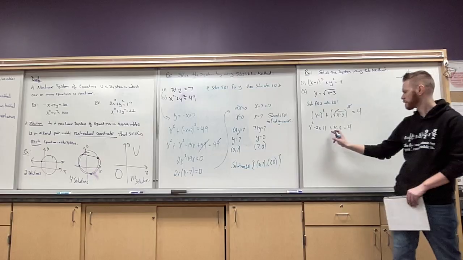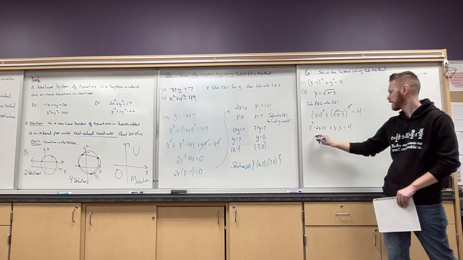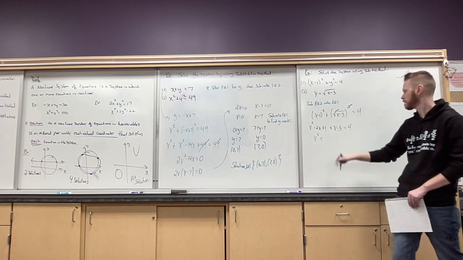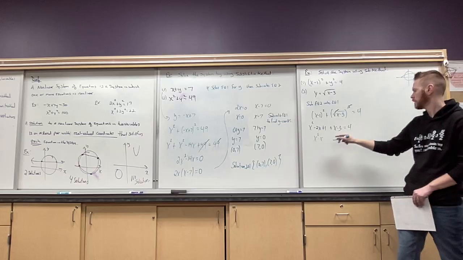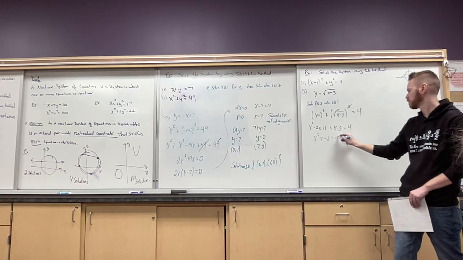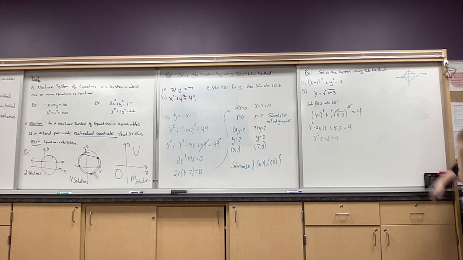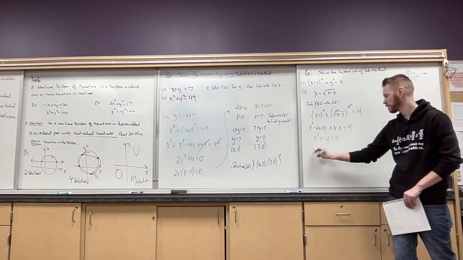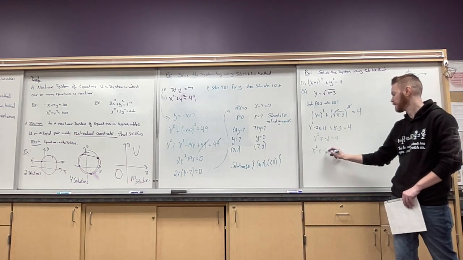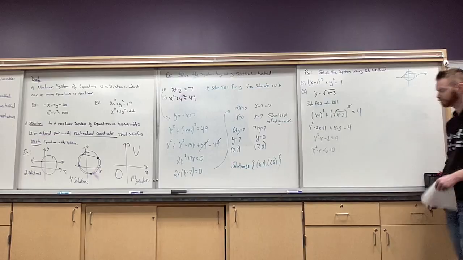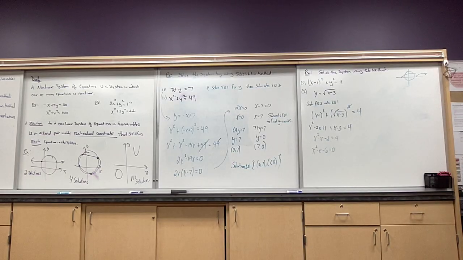Let's combine some terms first. So negative 2x and x, this will be negative x. 1 and a negative 3 would give me a minus 2. Okay? And then let's just go ahead and subtract the 4 over, so we set it equal to 0. x squared minus x minus 6 equals 0. So far, so good.